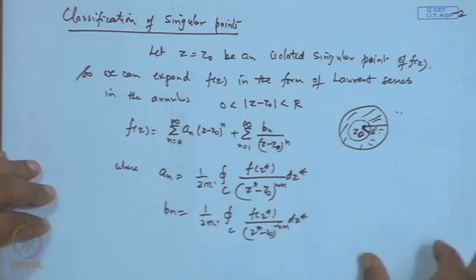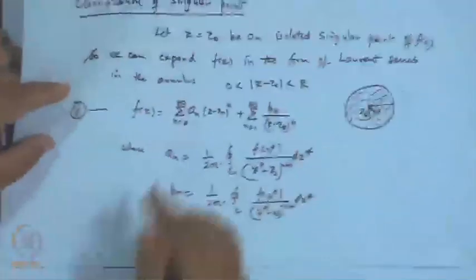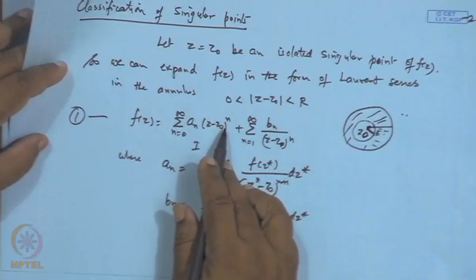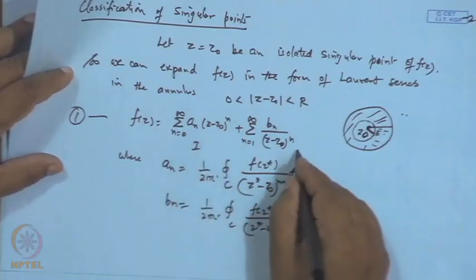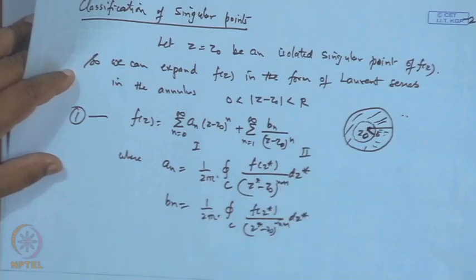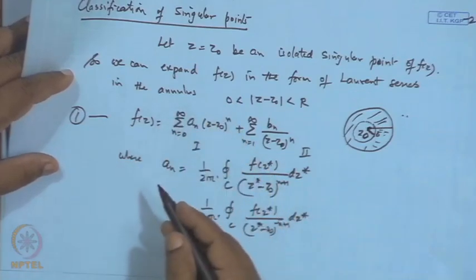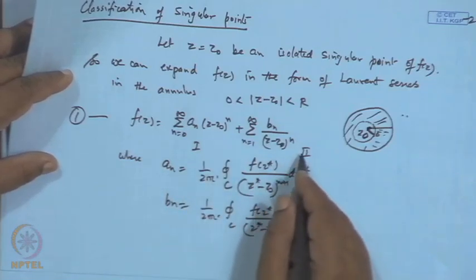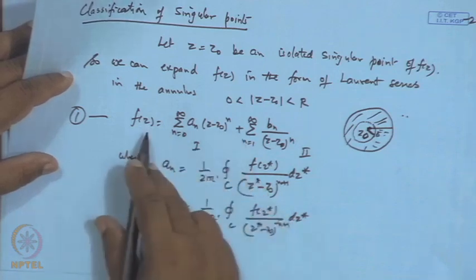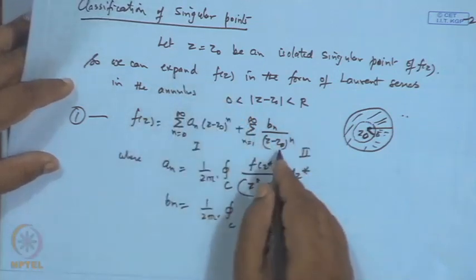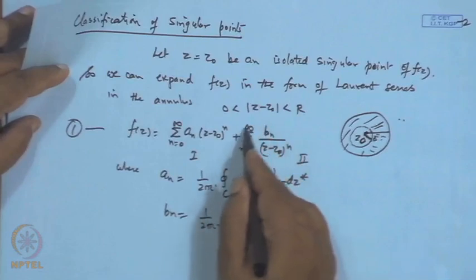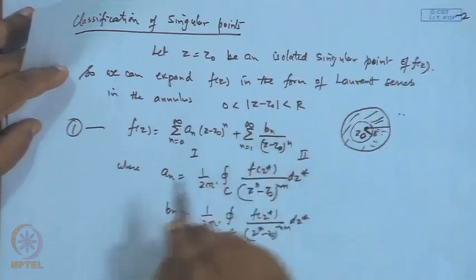Now, if we look at this series 1, then it consists of two parts. One is the positive integral powers of z minus z naught, the other is the negative integral powers of z minus z naught. The first one represents an analytic function, it is a power series. The second one is known as the principal part of the series. Now, z equal to z naught is a singular point. So, the characterization or classification of the singularity depends on the terms available in the second part.